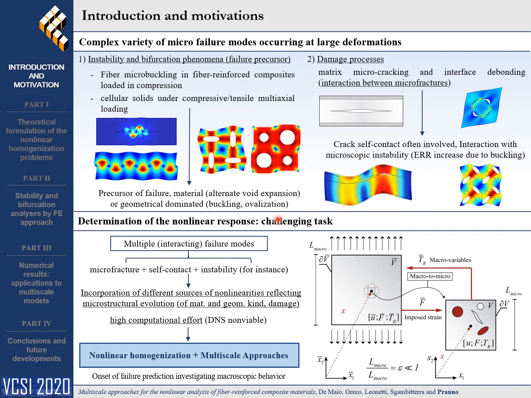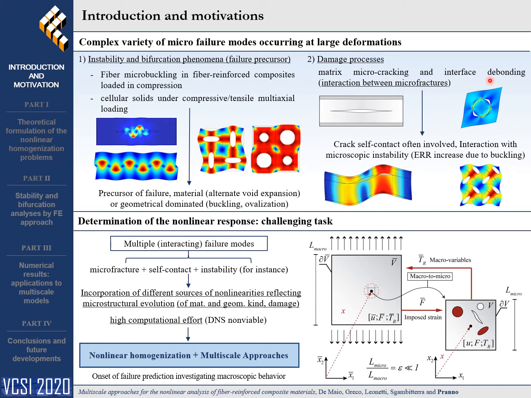When such materials are subjected to high loading levels, they may exhibit instability phenomena at the macrostructural scale, which are usually considered as a precursor of failure due to their strong interaction with the other microscopic dynamic processes. These instability phenomena may be geometrical or material dominated, and some typical examples of such instabilities are reported in this slide. In addition, such materials can be subjected to microscopic damage processes.